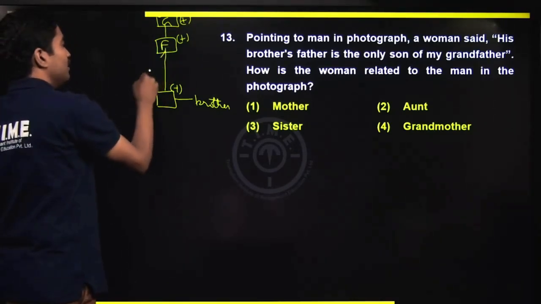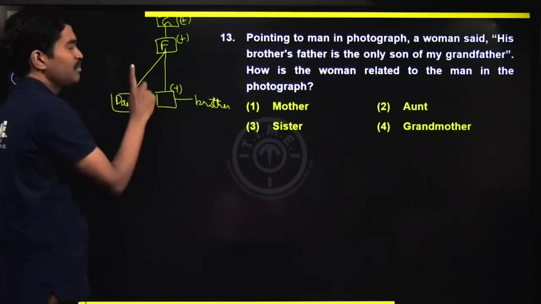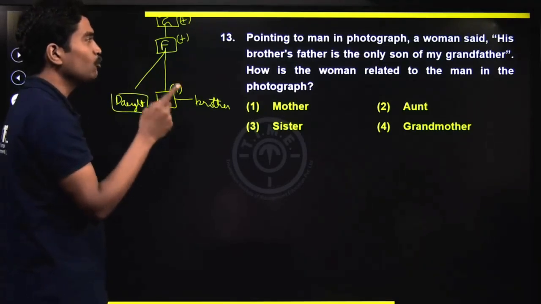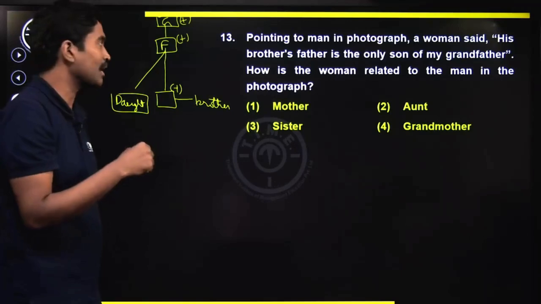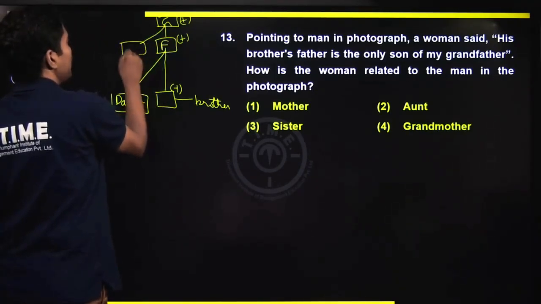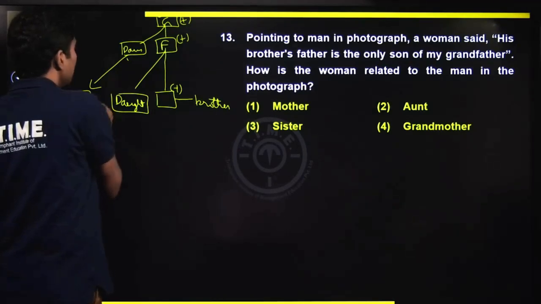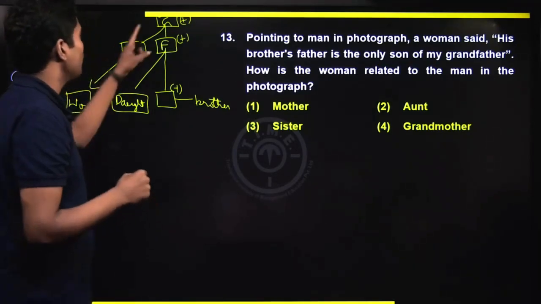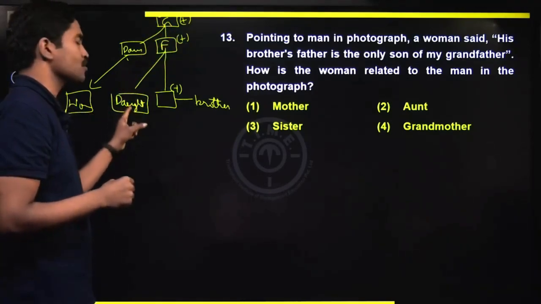She can either be a daughter of this father, right, or... Remember, the question only says the only son, it did not mention only child, right? Only son is different from only child. This is the only son, which means this grandfather can actually have a daughter, right? And her daughter could be this woman, right? So this woman can be the grandfather's daughter's daughter or the grandfather's son's daughter.